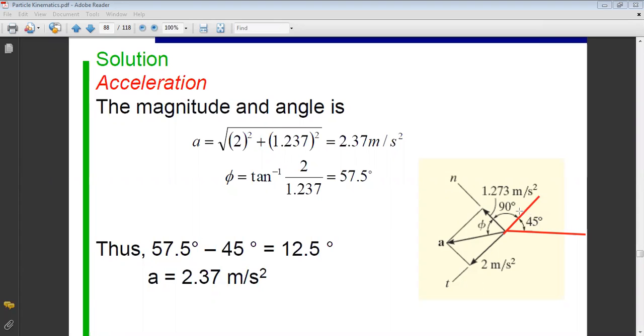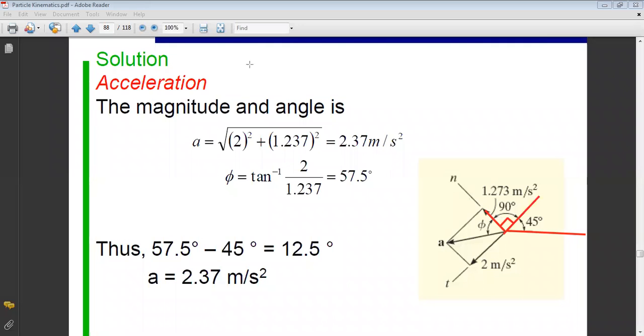Now, the next step is un is perpendicular to ut. So if I want to present un, I go from ut an angle of 90 degrees. So the angle between un and the horizontal line here is 45 plus 90, which is 135 degrees. Now, in un ut, I can easily represent my acceleration vector because I calculated the component along ut, and I calculated the component along un.